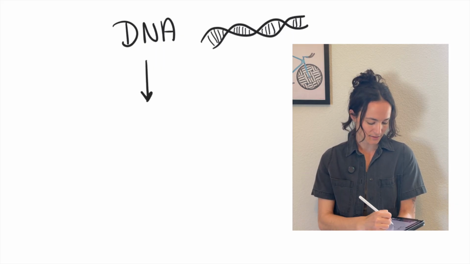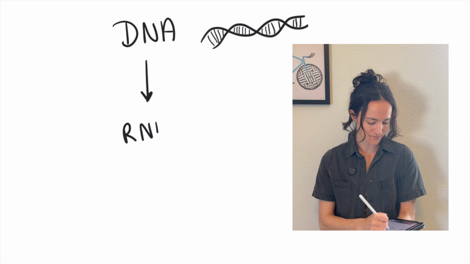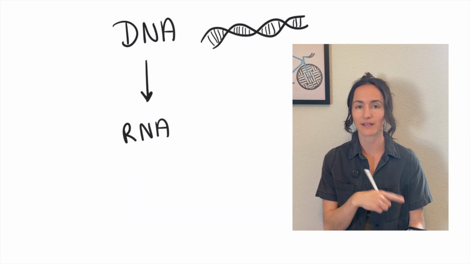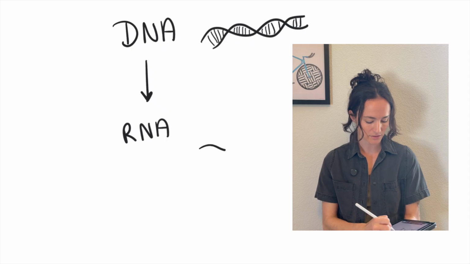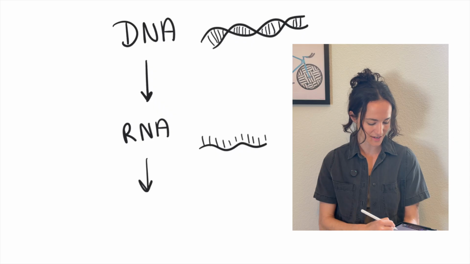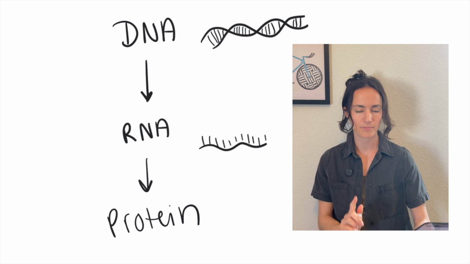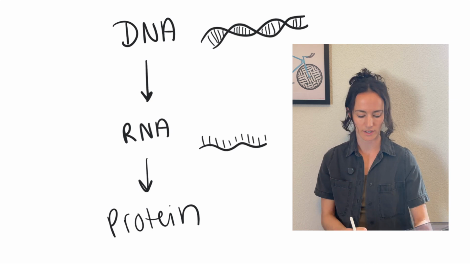Well, DNA gets used as a template to make RNA, which is like a little tiny transcript. And that RNA gets used to make protein. That's like the really simple gist of it. But we're going to go just a little bit more in detail.